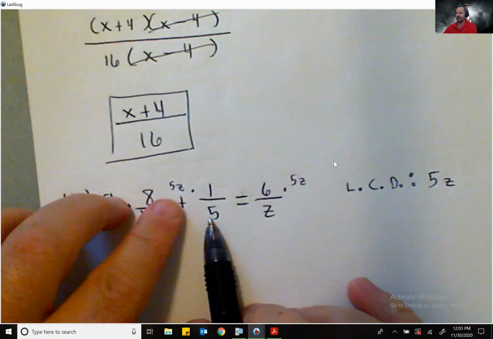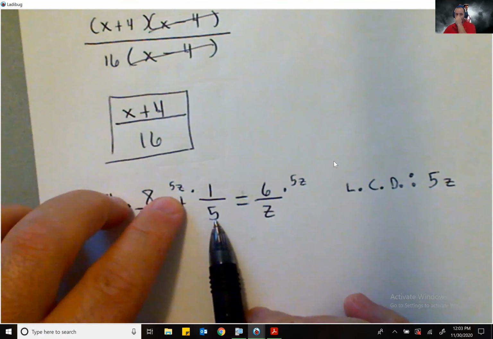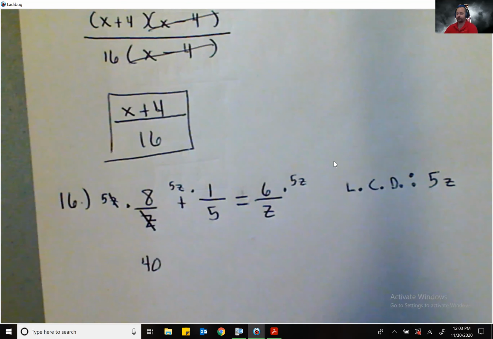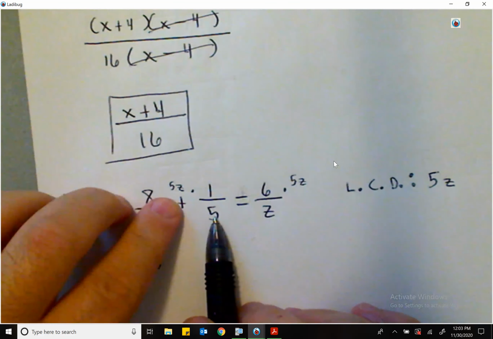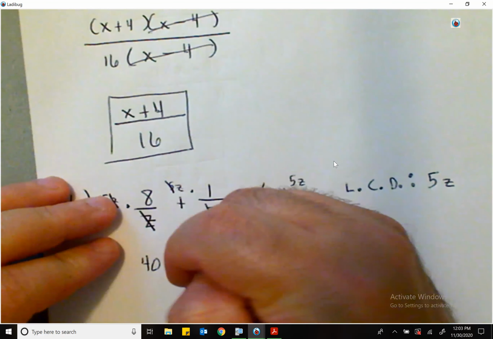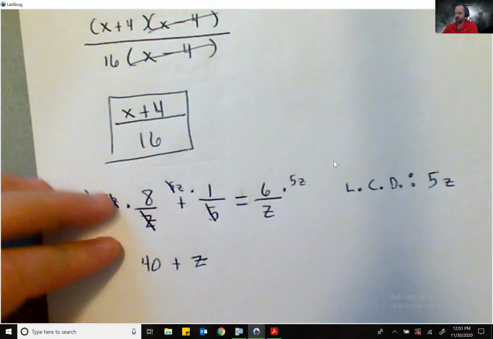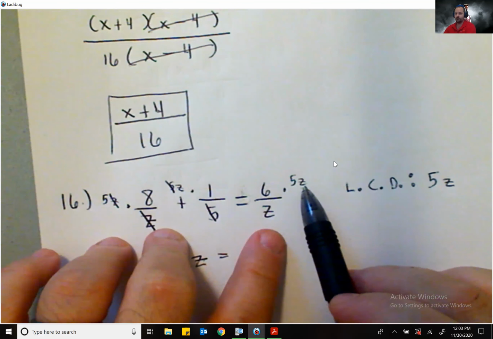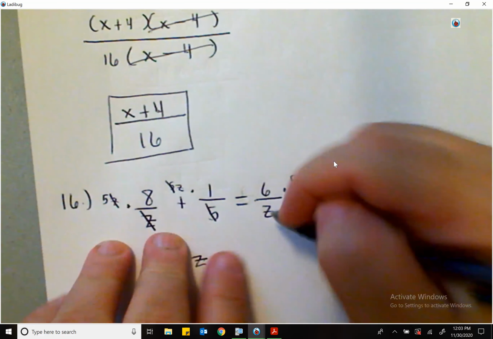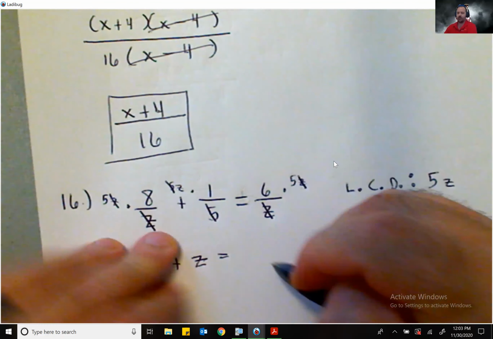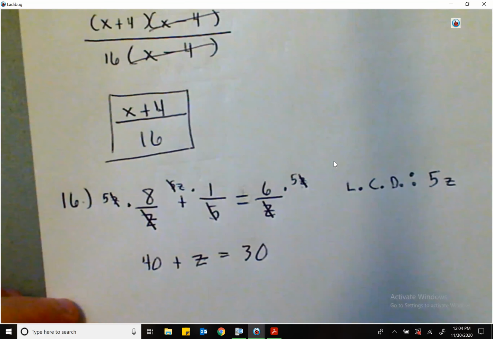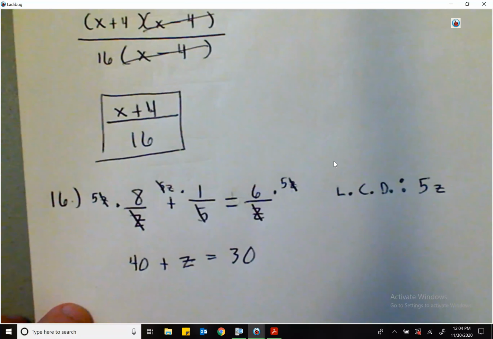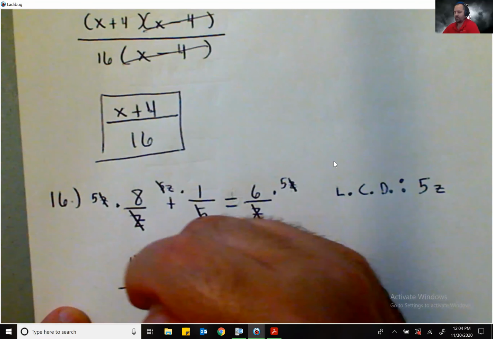What's going to happen between the 5z and the 5? The 5 cancels out and you multiply by z. So that gives us z equal to, what's going to happen between the 5z and the z? The z cancels out, 6 times 5, and that's 30. All right, now solve for z. What do we get? z equals -10. Yay.